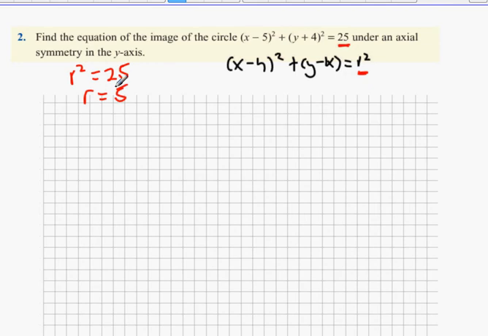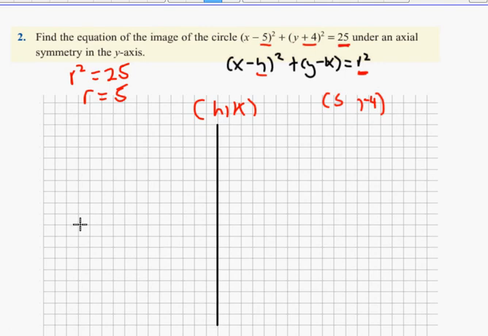Now, step 2. Identify what the h and k values are. Remember, (h, k) is the centre of the circle. So what is h and what is k? Instead of h you have 5, so h is 5, and k is minus 4. You change the sign. We know the centre of the circle is (5, −4), and we also know the radius.